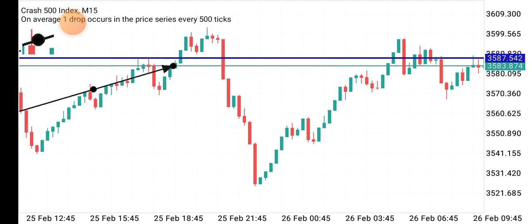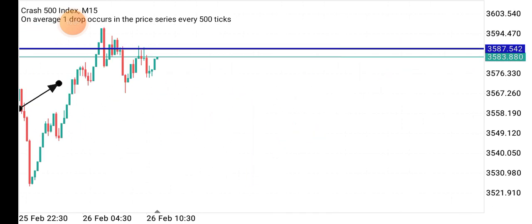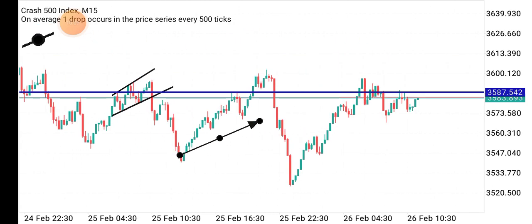You just need to get used to it. You just need to practice it. It works on all boom and crash pairs. This is the same level up to today. You can see it's giving us all these kinds of rejections around here, indicating that the market might still want to sell to the downside.